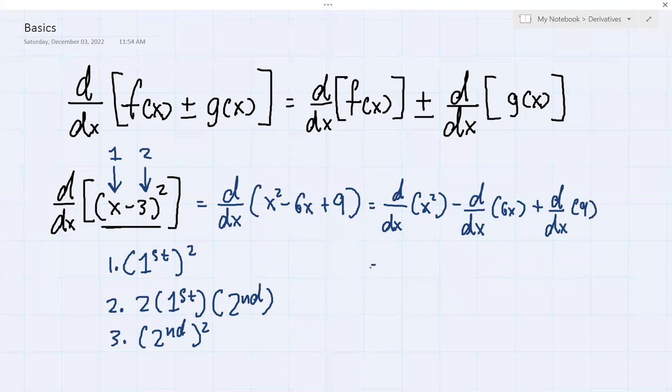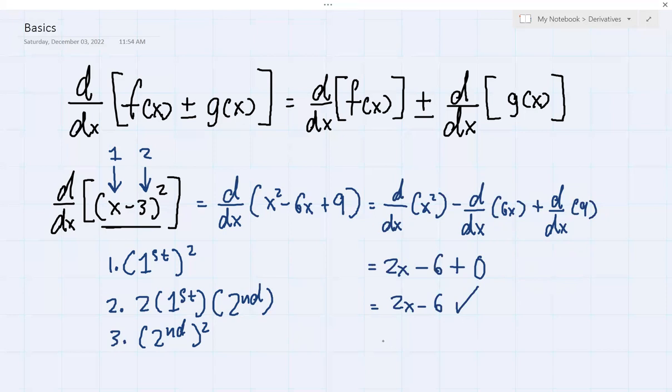For the first term, since we have the variable x and an exponent of 2, we will use the power rule of differentiation. So, we will have 2x raised to 2 minus 1. 2 minus 1 is 1, so just x. Minus the derivative of 6x, which is just 6. And lastly, plus the derivative of 9, which is a constant term, so it becomes 0. Hence, we have 2x minus 6. This is now your final answer.